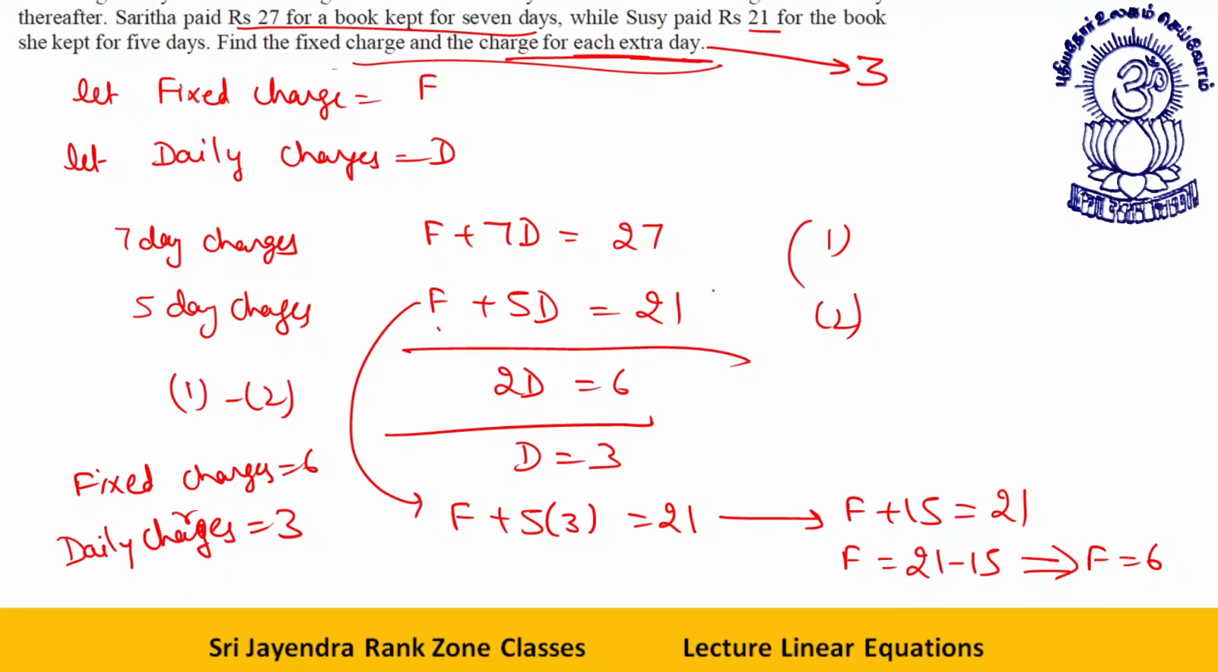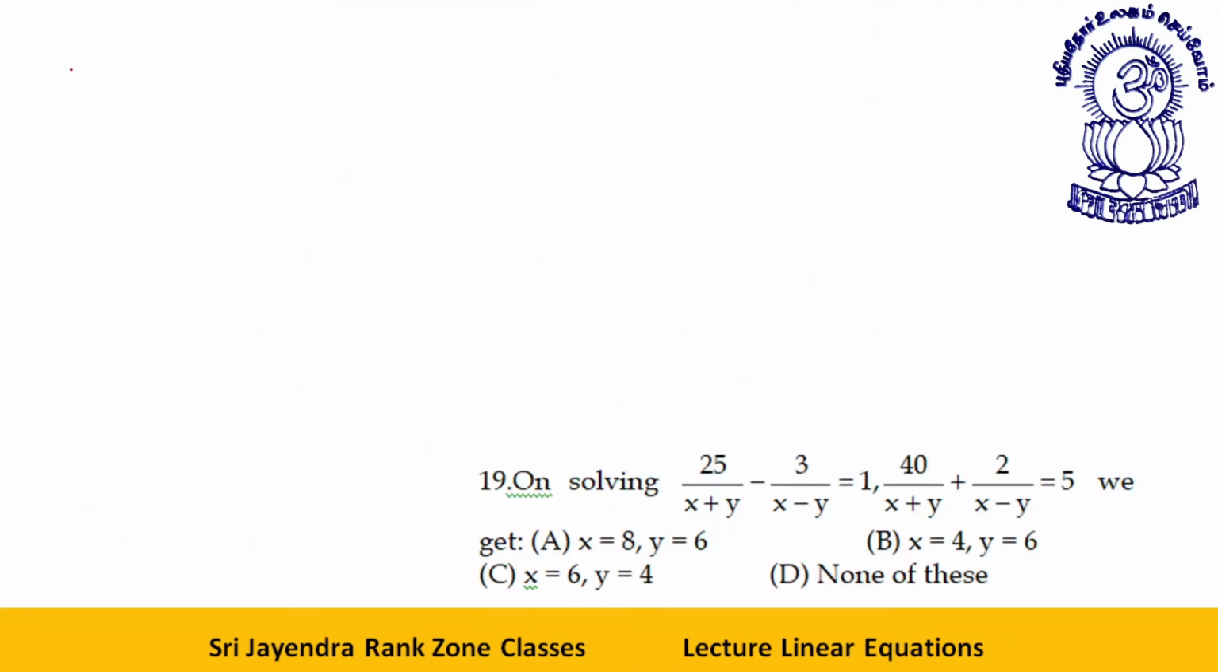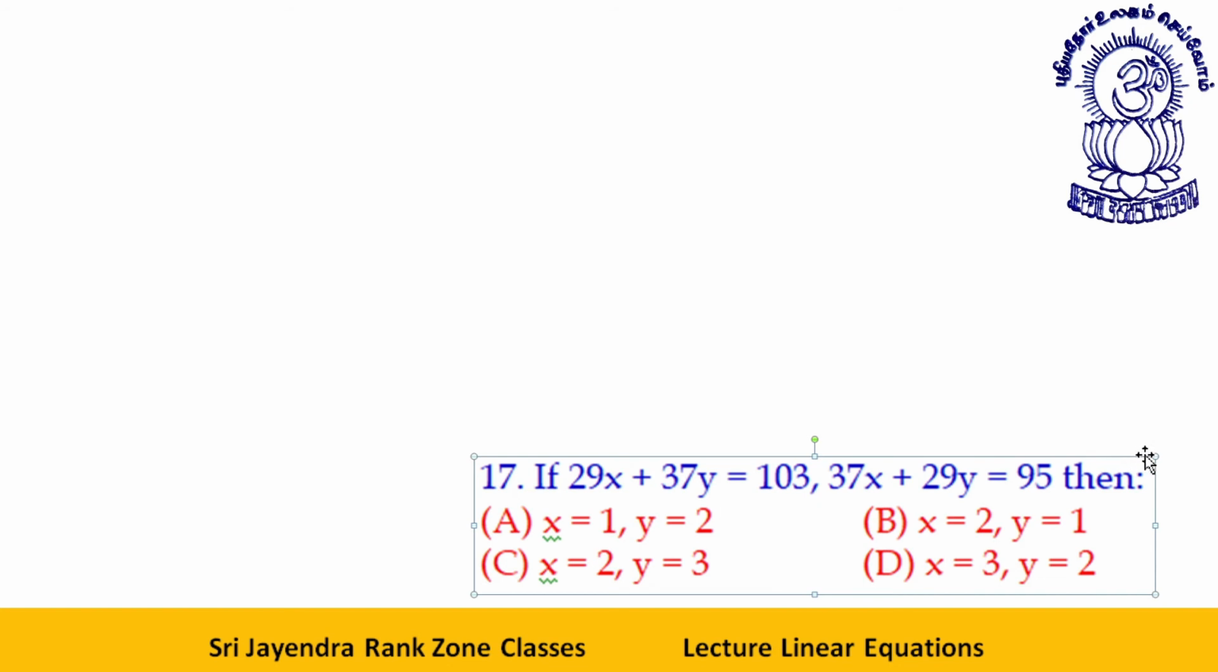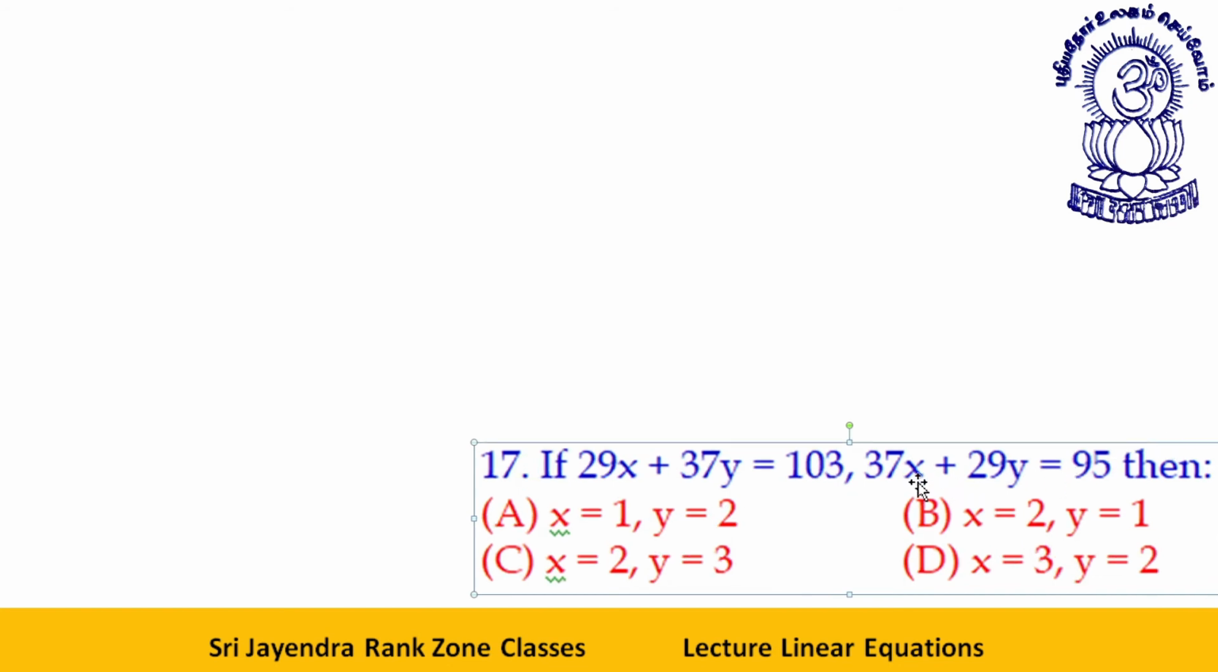Let's take the next one. On solving, 25 by x plus y minus 3 by x minus y is equal to 1. Just a second. I think before this there is a previous question. Let me take that, then I'll come to this. Simple question based on linear equations.